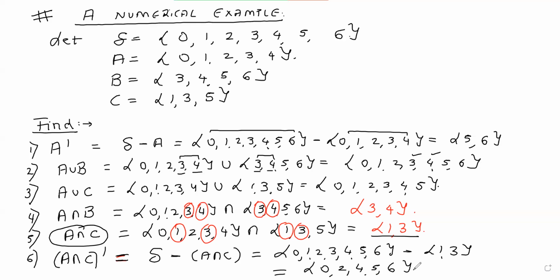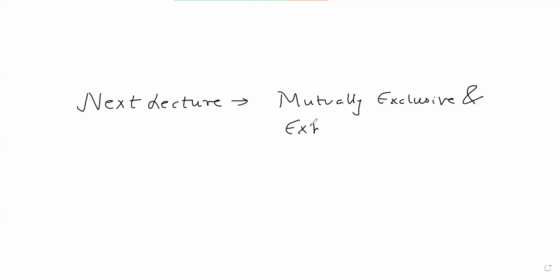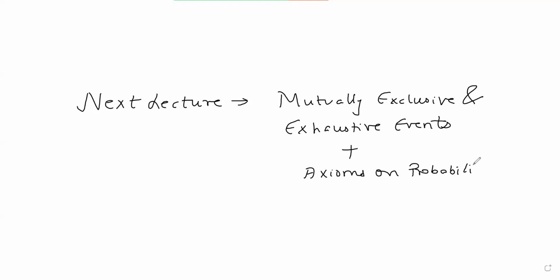Okay, so I stop in this particular lecture. It was a short lecture where we looked at some of the relations from set theory in defining events. We have looked at the complement of an event, union of two events, intersection of two events, and we have done a practice numerical based on this. Now, in the next lecture, we are going to look at mutually exclusive and exhaustive events, along with some axioms on probability. All this I am going to cover in the next lecture.